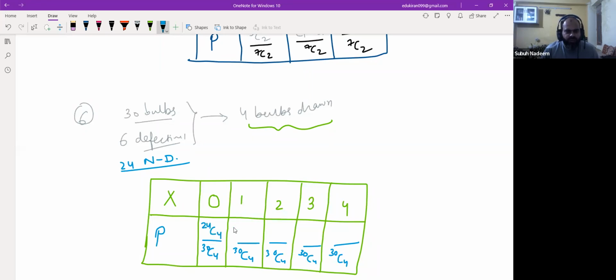1 is defective, so 6C1, and the rest from 24 you get 3. Then you get 2 out of 6, into 24C2. Then out of 3 defective, you are getting from 6, and 1 non-defective from 24. And lastly, all the 4 are defective. That is, we are getting 6C4. Are you getting it? Yes, sir.